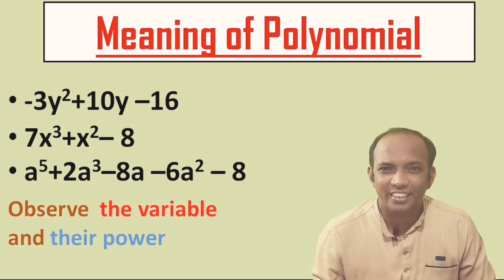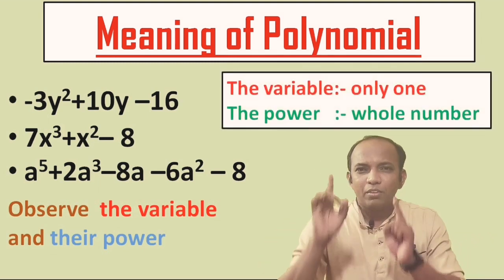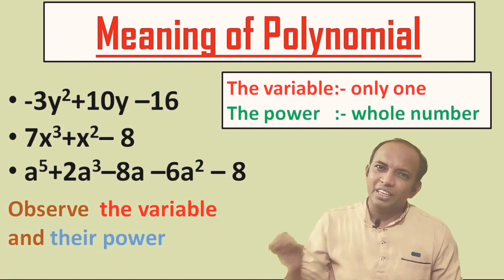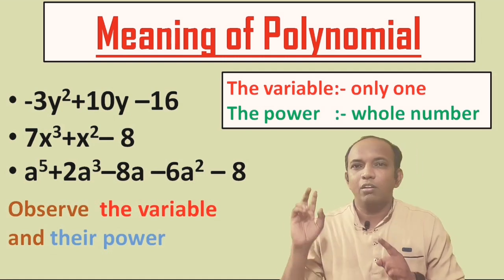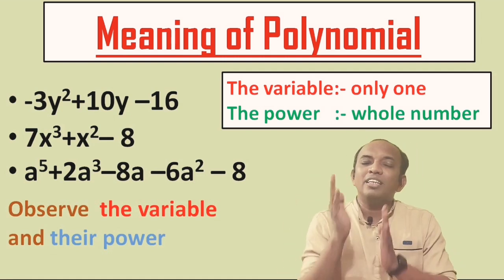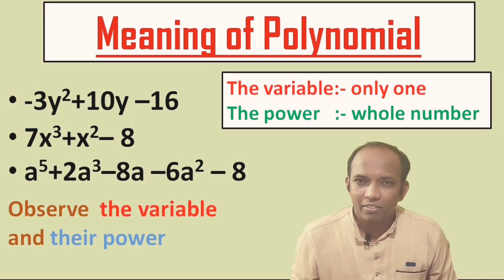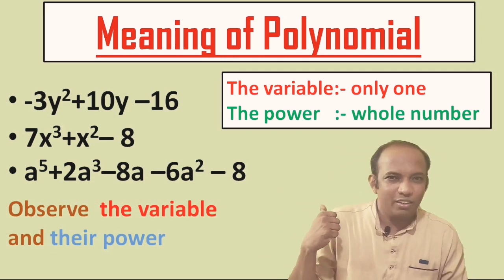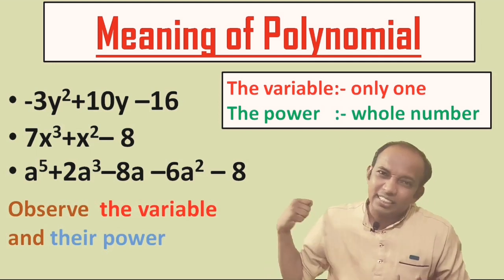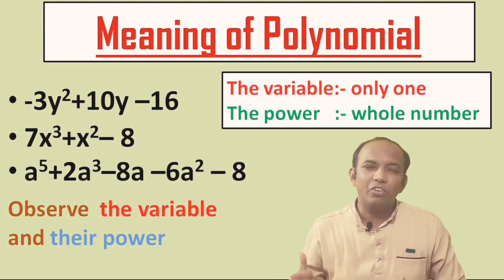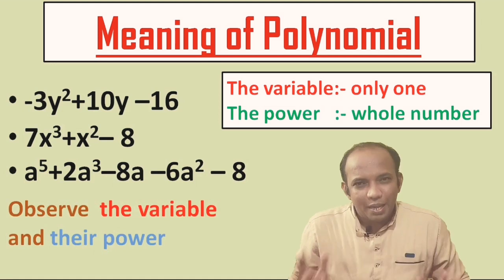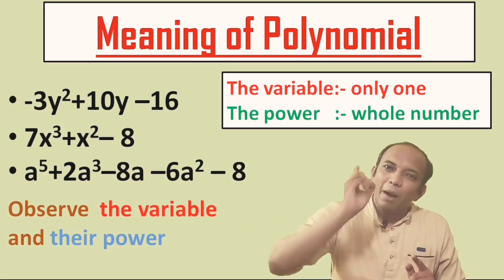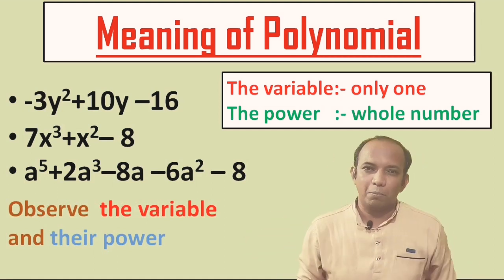You are absolutely right. Of course, if you observe them, you will find only one variable in each of the algebraic expressions. Second thing, their power is nothing but a whole number, right? If you see the first one, you will find that only y is there. For the second one, only x is there as a variable, right? And for the third one, we find only a present in it, right? And in their power, you find only whole numbers.